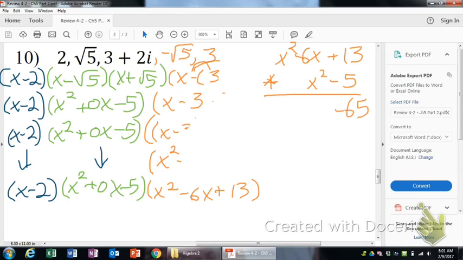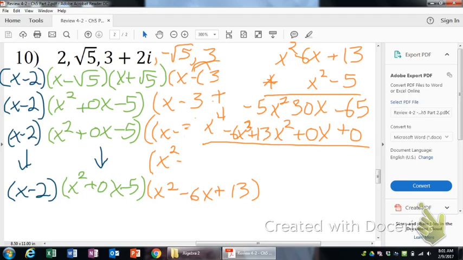So negative 5 times 13 is negative 65. And then I have negative 5 times negative 6x is 30x. I have negative 5 times x squared is negative 5x squared. Put my 0 term. Then x squared times 13 is going to be 13x squared. Make sure you line that up correctly, and I'll put a placeholder there for my 0x. X squared times negative 6x is negative 6x cubed. And then x squared times x squared is x to the 4th.